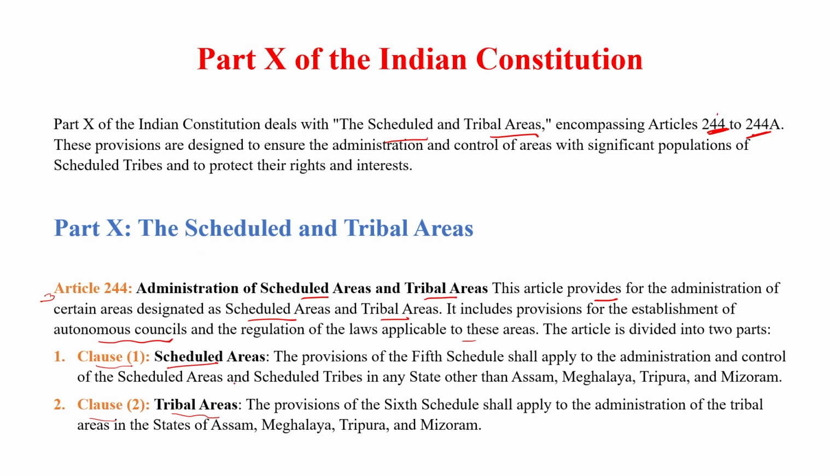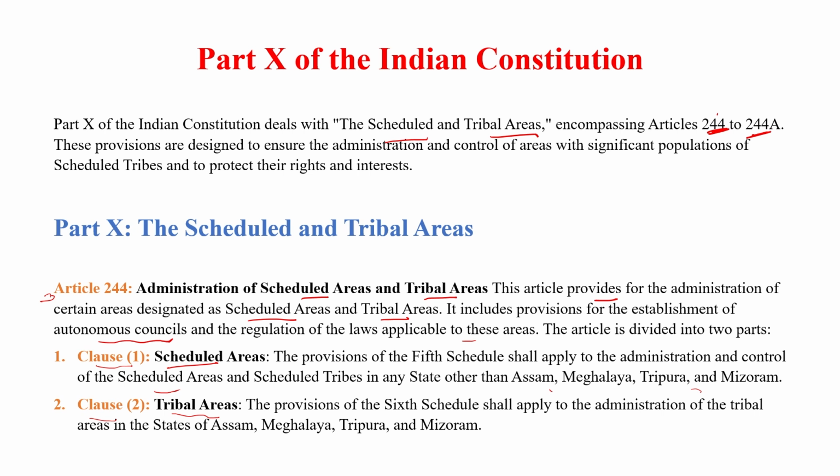So what is clause 1? Clause 1 says the provisions of the 5th schedule shall apply to the administration and control of the scheduled areas and scheduled tribes in any state other than Assam, Meghalaya, Tripura and Mizoram. In the schedules we will discuss the 5th schedule and 6th schedule. The 5th schedule explains the scheduled areas administration in India, and the 6th schedule explains the tribal areas administration for the special states of Assam, Meghalaya, Tripura and Mizoram.